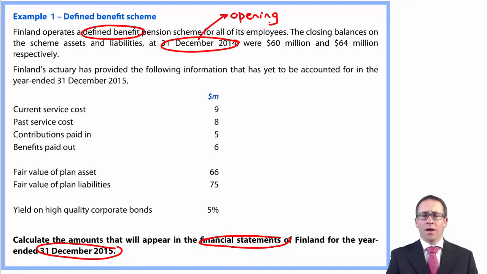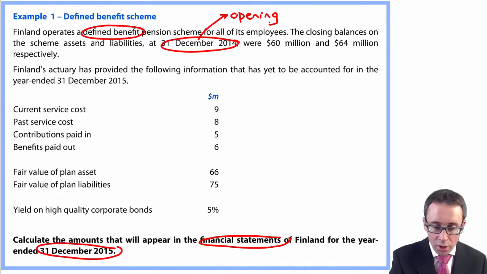Okay. We're 60 million for the assets and 64 million for the liability. So we're going to have to use that, aren't we, within our defined benefit scheme to work out the interest expense and return on assets. The actuary has given the following information that has yet to be accounted. That's where you come in, and myself included, for the year ended December 2015.